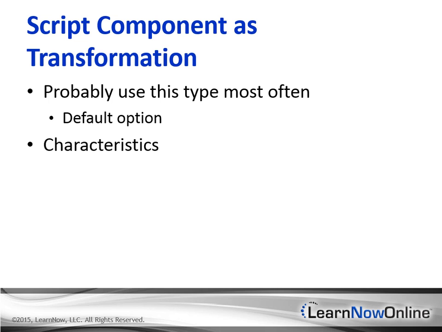The script component as a transformation has a few different characteristics that distinguish it from the other types of script components. It has both inputs and outputs. This continues to make sense, I hope, because transformations are the building blocks of Integration Services data flow. Transformations consume data from a data source or another upstream transformation, and then provide data to another downstream transformation or to a data destination.